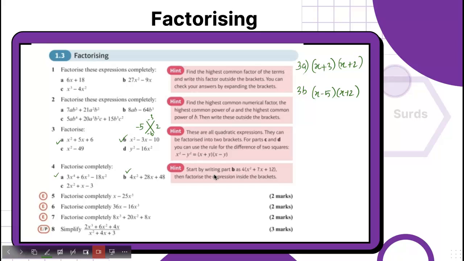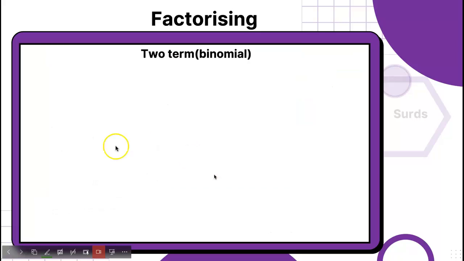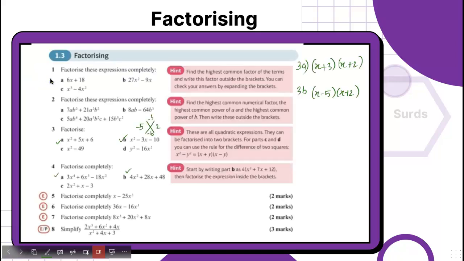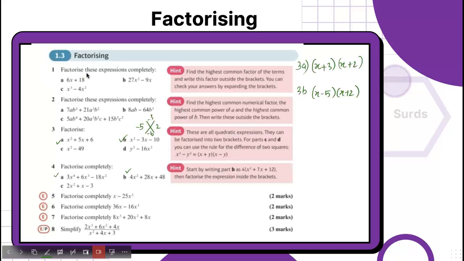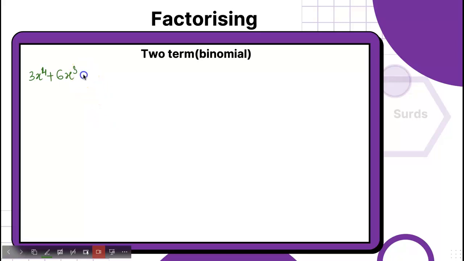3x to the power 4. Okay, let me write 3x to the power 4 plus 6x cubed plus minus 18x squared. Okay, this is the first question. We are not actually discussing 2 but 3 terms here. Okay, so what can we do? We can take 3 common out, correct?